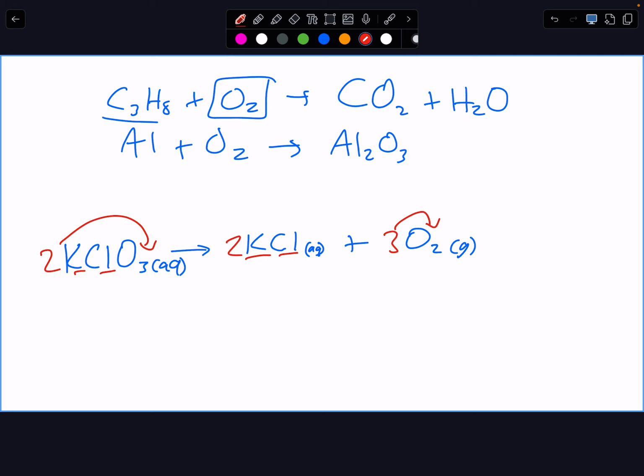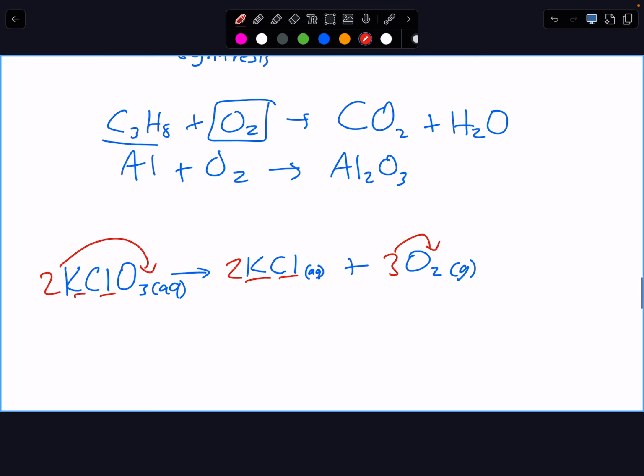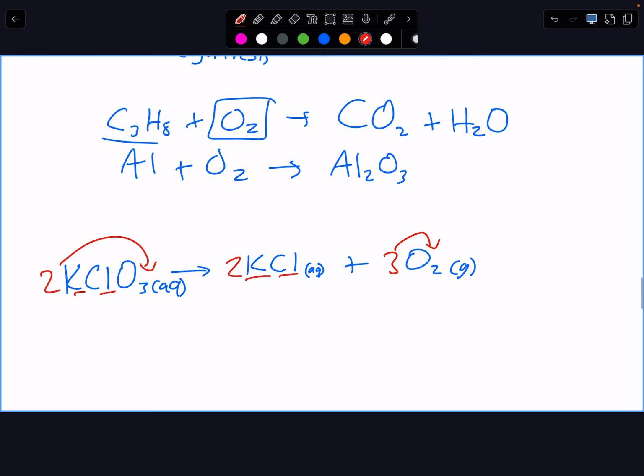Okay, ready? Can you tell me how I would do this one? What kind of reaction is this? Binary. So what does it break up into? What are the elements you see in the binary compound?